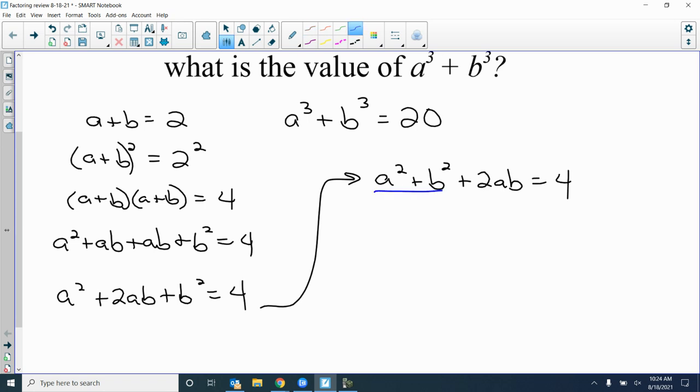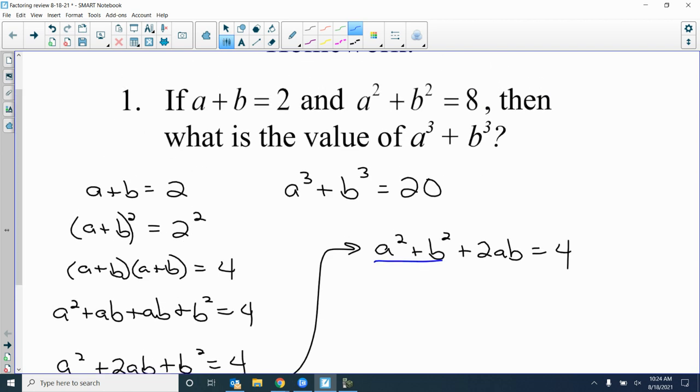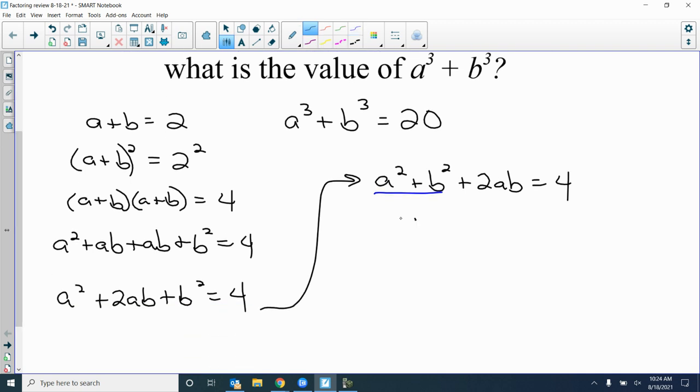Well, from the beginning of the problem, what's a squared plus b squared equal? 8. It was 8. I can replace a squared plus b squared with 8. So take that out and put in an 8. So I got 8 plus 2ab equals 4.